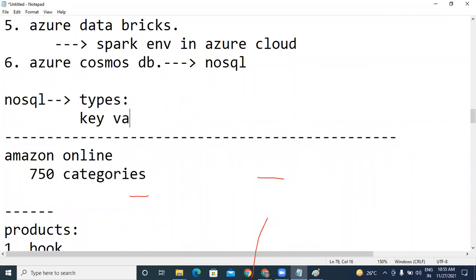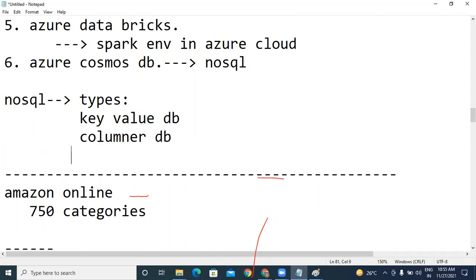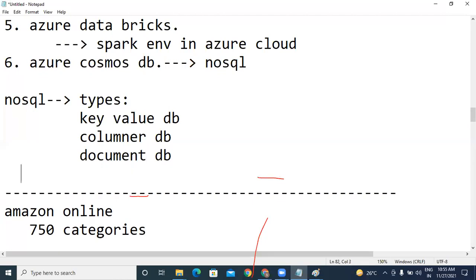Anyone? Key value database, key value based and streaming, columnar. Streaming is different again, not into NoSQL. But the streaming is again different components. Columnar databases. And document, graph. Yes, document databases, graph databases. Actually, it's not graph, it's graph databases.